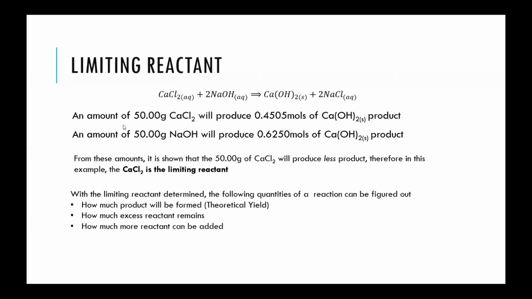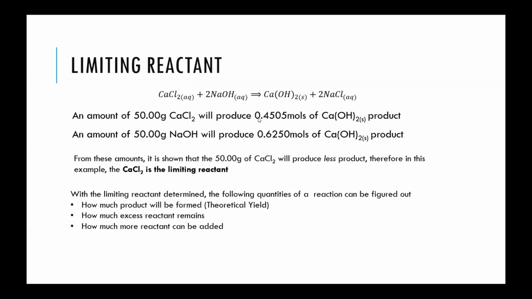So an amount of 50 grams of calcium chloride will produce 0.4505 moles of calcium hydroxide, where 50 grams of sodium hydroxide will produce 0.6250 moles of calcium hydroxide. This number is smaller than this number, and that's what dictates the limiting reactant. What is the reactant that will use up everything and fully react until it's gone first? What will generate really the least amount?